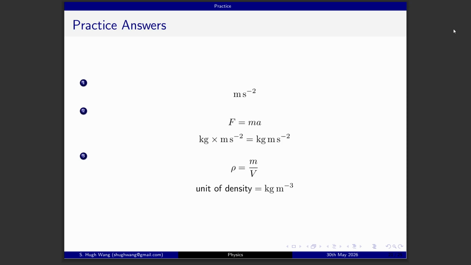For question 3, density is mass divided by volume. Mass is measured in kg, and volume is measured in m cubed. So density should be kg m^-3, not kg m^3. The negative power means per cubic meter.